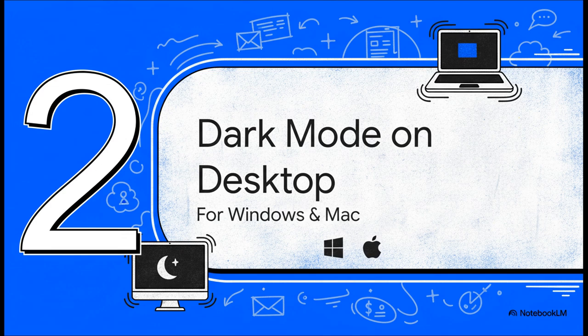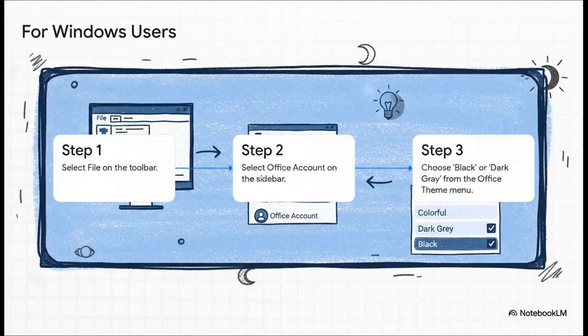We're going to start with the big ones, the desktop. So if you're using Outlook on a Windows PC or a Mac, this first part is for you. Okay, Windows users, listen up. It's just 3 super quick steps. First, you're going to click on File, then head over to Office Account. From there, you'll spot the Office Theme drop-down menu. Now you've got choices. Black is that deep, true dark mode, which I personally love, but dark gray is also a great option if you want something a little softer.